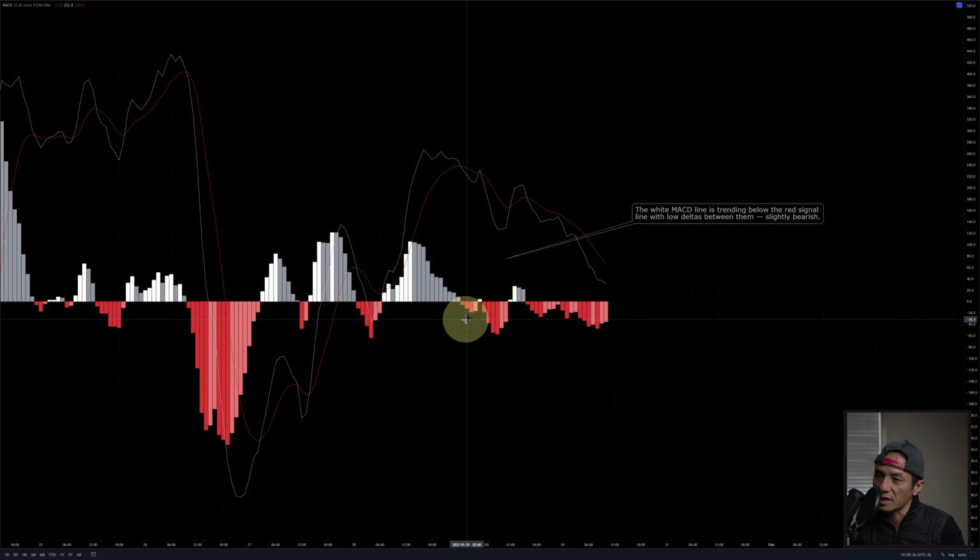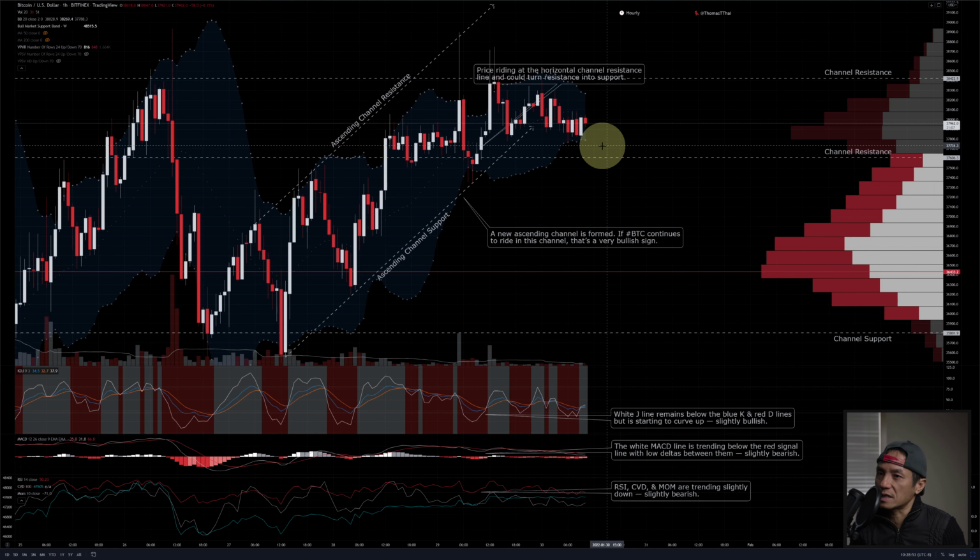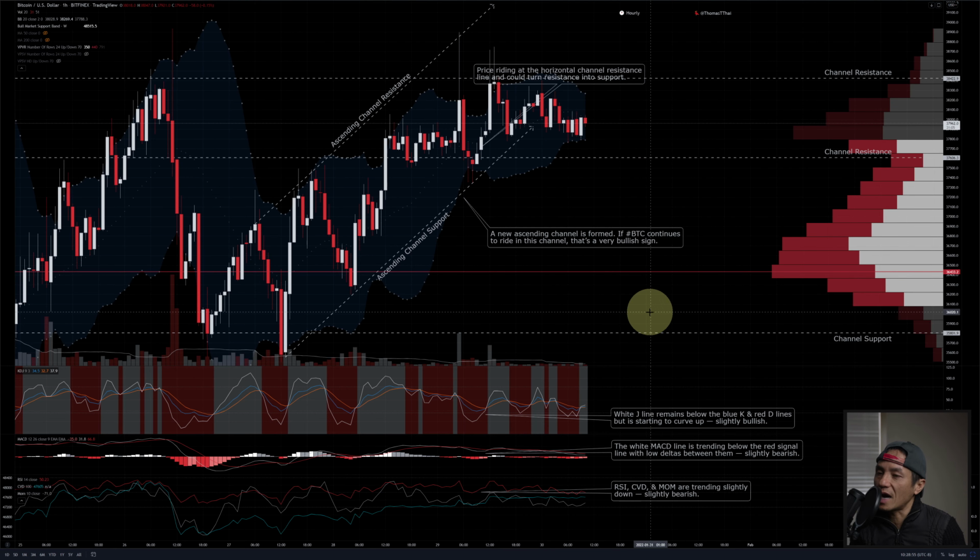But if you look at the histogram bars here, which represent the deltas between the white line and the red line, they're tiny compared to some of these over here. And you can see these larger waves there. Okay, that matters too. So currently, it's saying that it's consolidating sideways, and there's not a lot of difference between buyers and sellers. And you can see that up in the candles here.